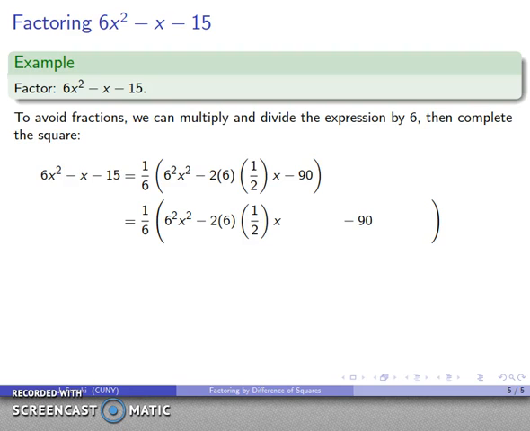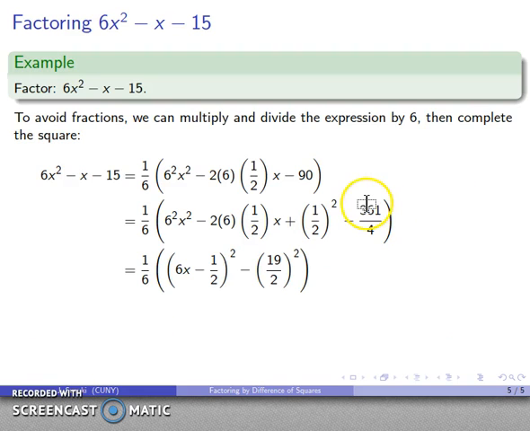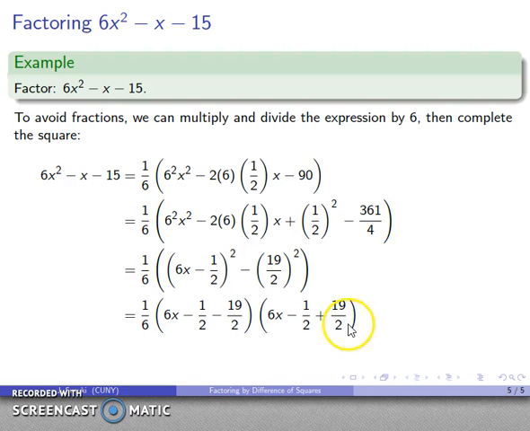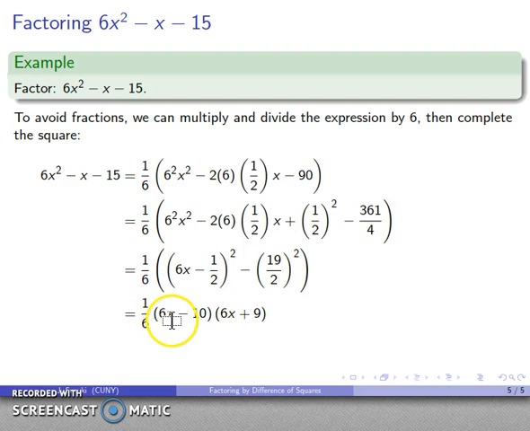So let's see, I want to add the square of this 1/2. So I'll add 1/2 squared. I'll let all the dust settle. That's minus 361 over 4. I'll recognize this 361 over 4 is 19/2 squared. And this is 6x minus 1/2 squared. And again, I have my difference of perfect squares. And I can write that as the first one minus the second one, first one plus the second one. And I have to do a little bit of arithmetic. And there's our factorization.